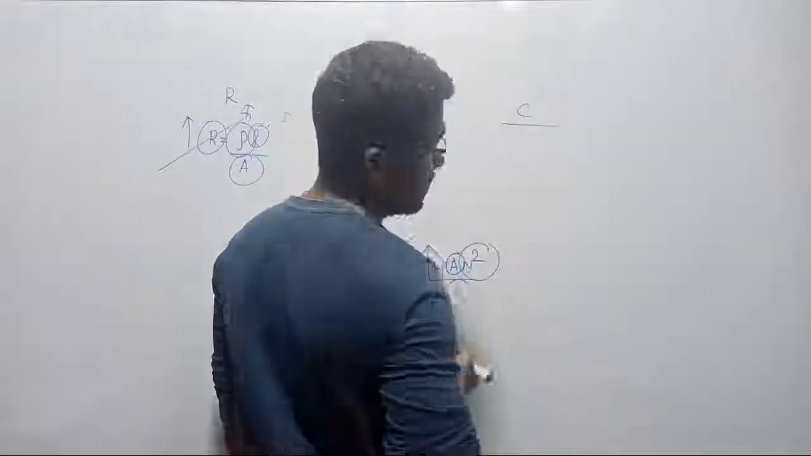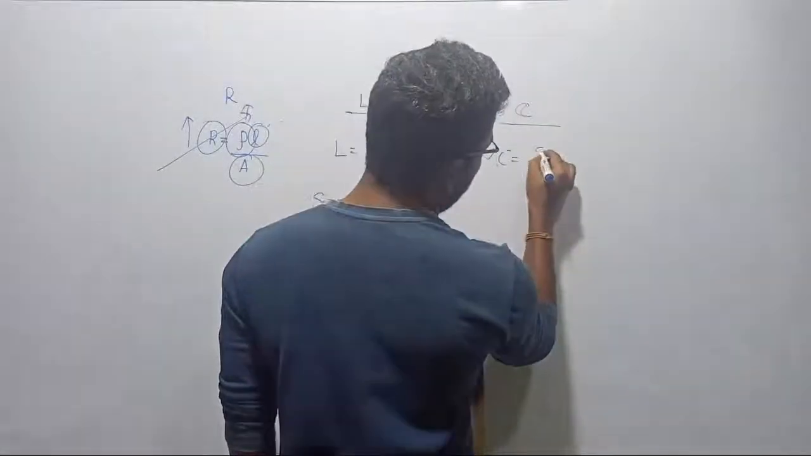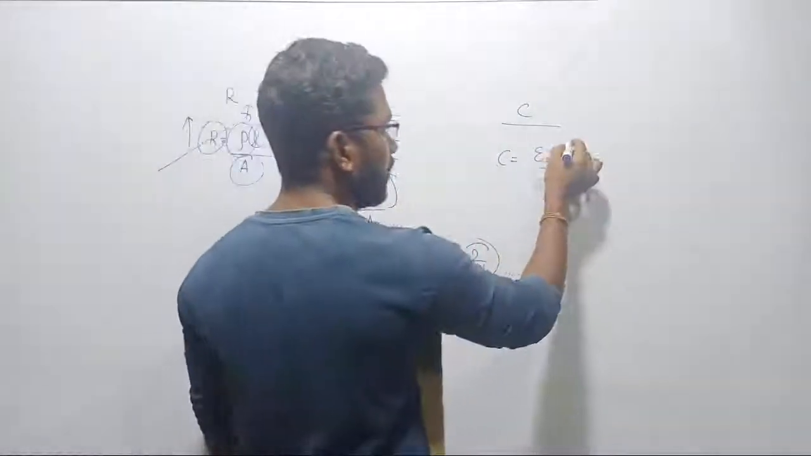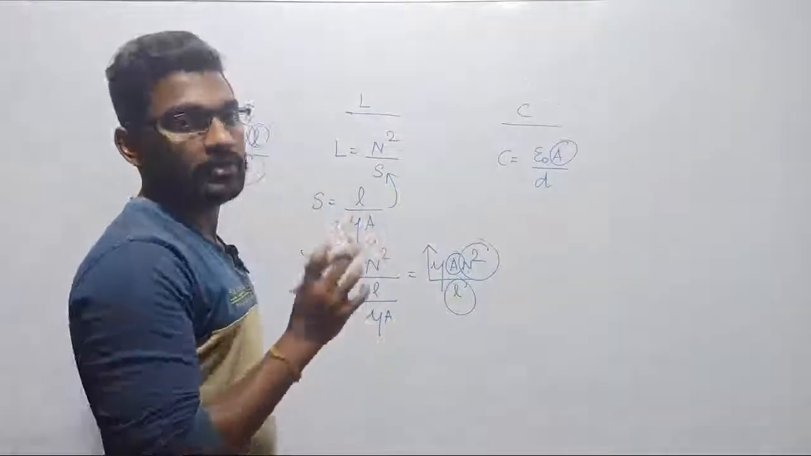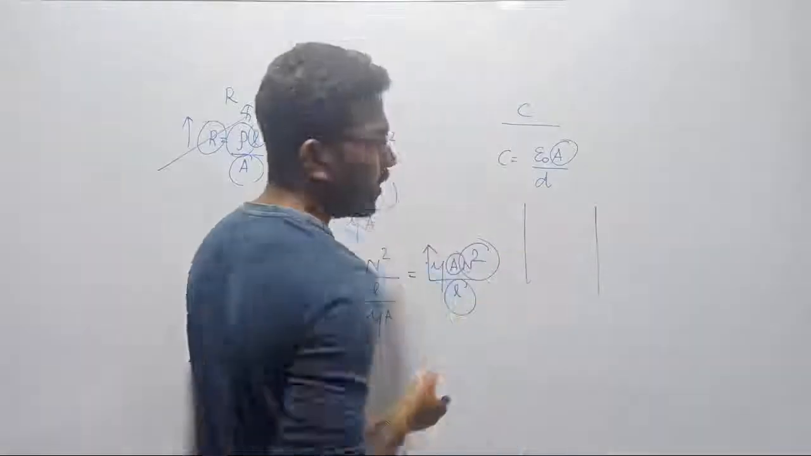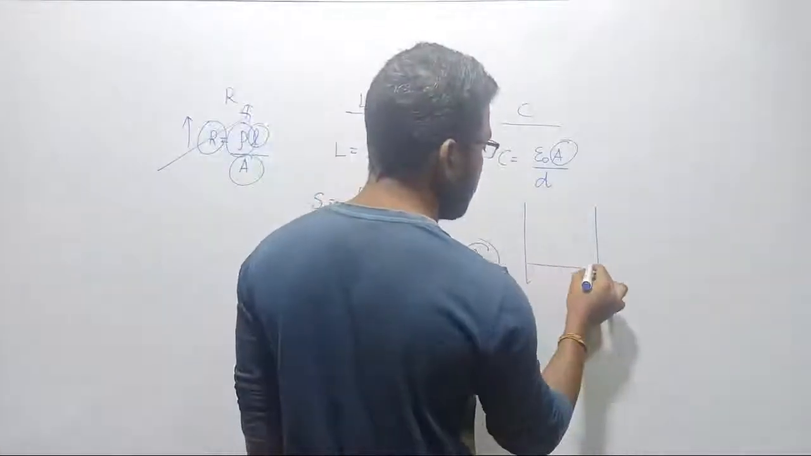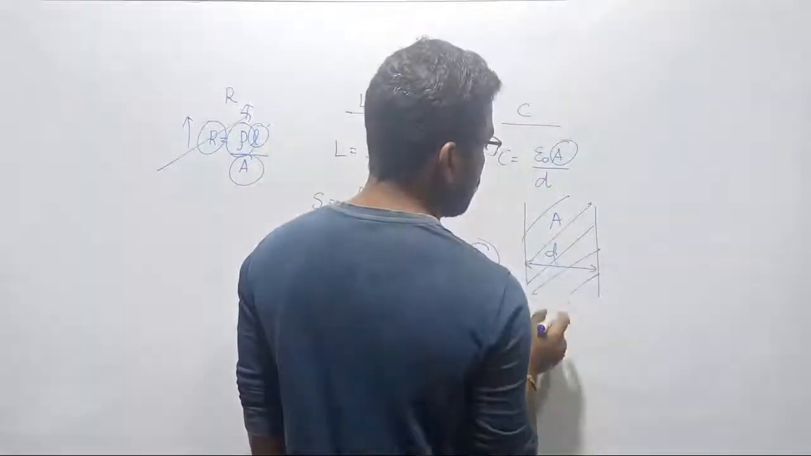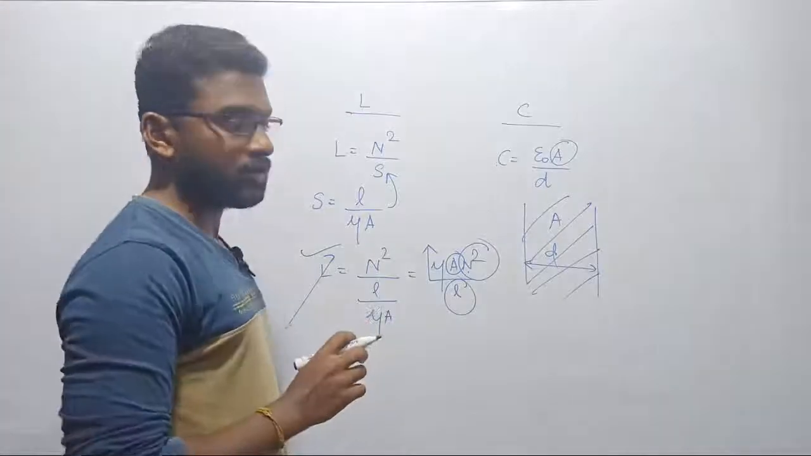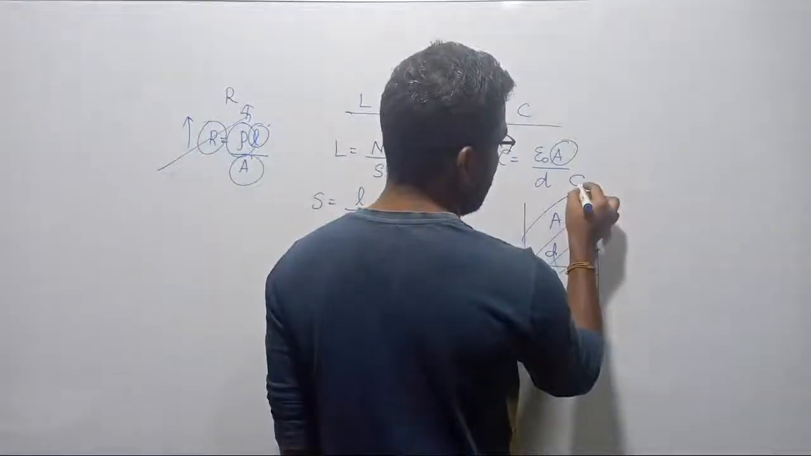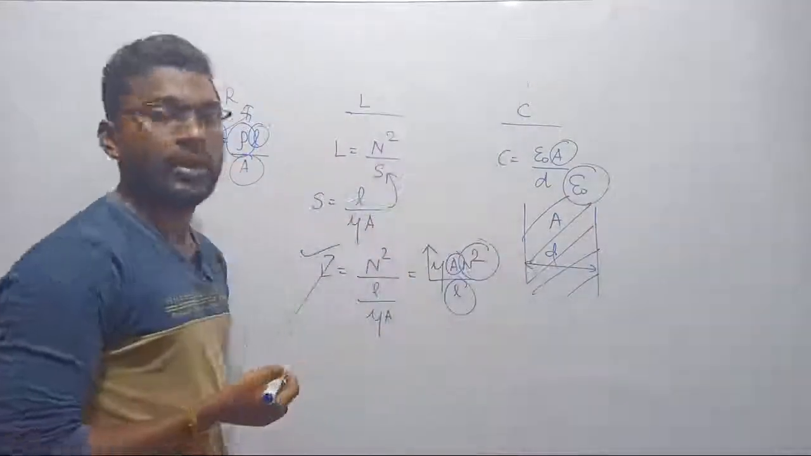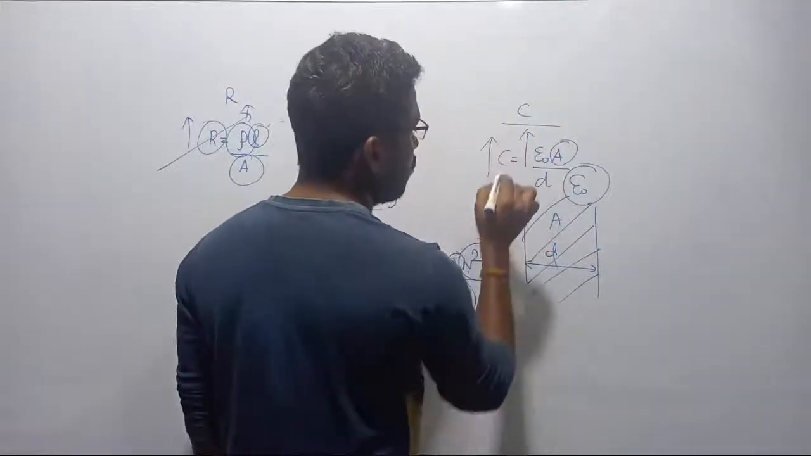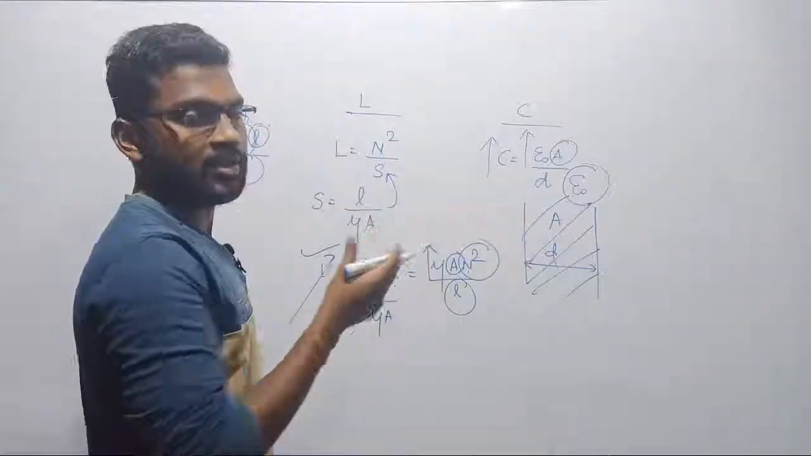In the case of a capacitor, it is very simple. C is equal to what? Epsilon naught A by D, where A stands for the area of the plates, the area between the capacitor plates, and D denotes the distance between the positive plate and the negative plate. Epsilon naught we know is called the permittivity of the material. When permittivity is more, automatically capacitance will be more. When permittivity is less, capacitance will be reduced.